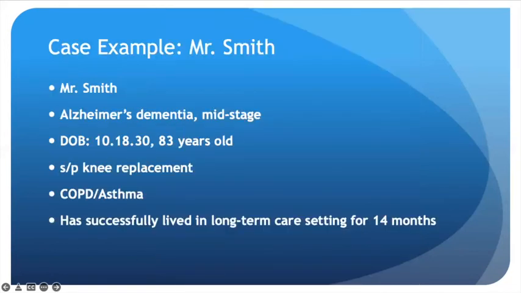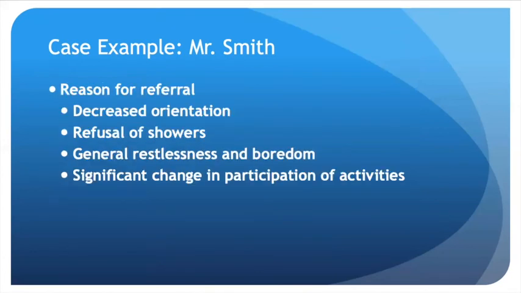Here is a case example. Mr. Smith was diagnosed with Alzheimer's disease. He's mid-stage. He's 83 years old. He was at this particular facility, status post knee replacement. He also has comorbid chronic obstructive pulmonary disease. He has asthma. And he successfully lived in a long-term care setting for 14 months. He was referred to speech language pathology services due to decreased orientation, refusal of showers, general restlessness and boredom, and significant change in his participation in activities.